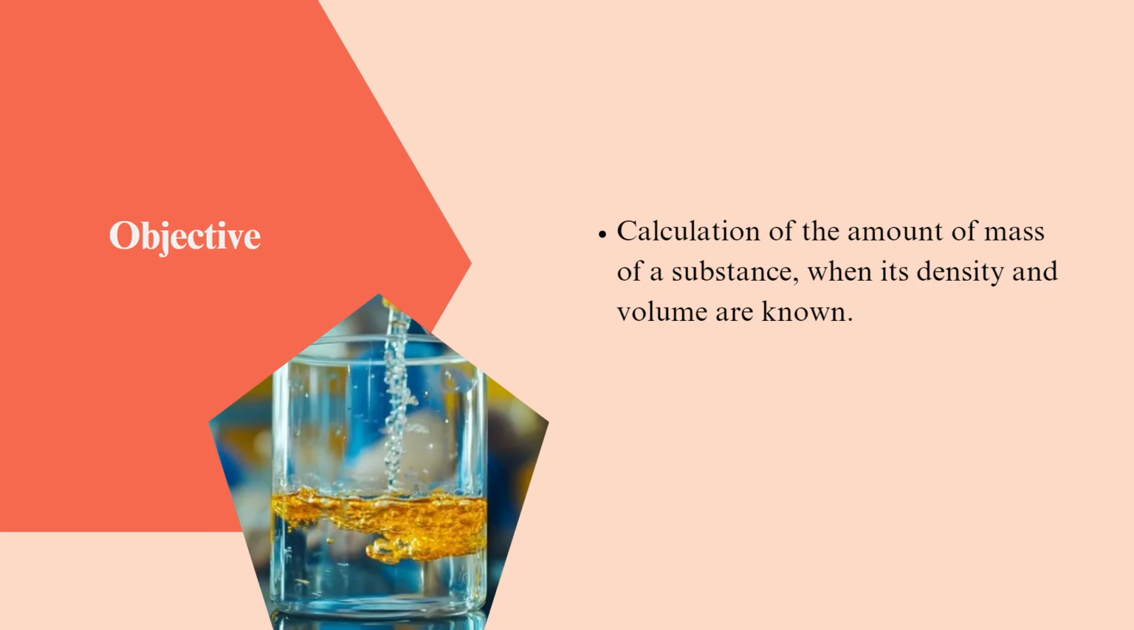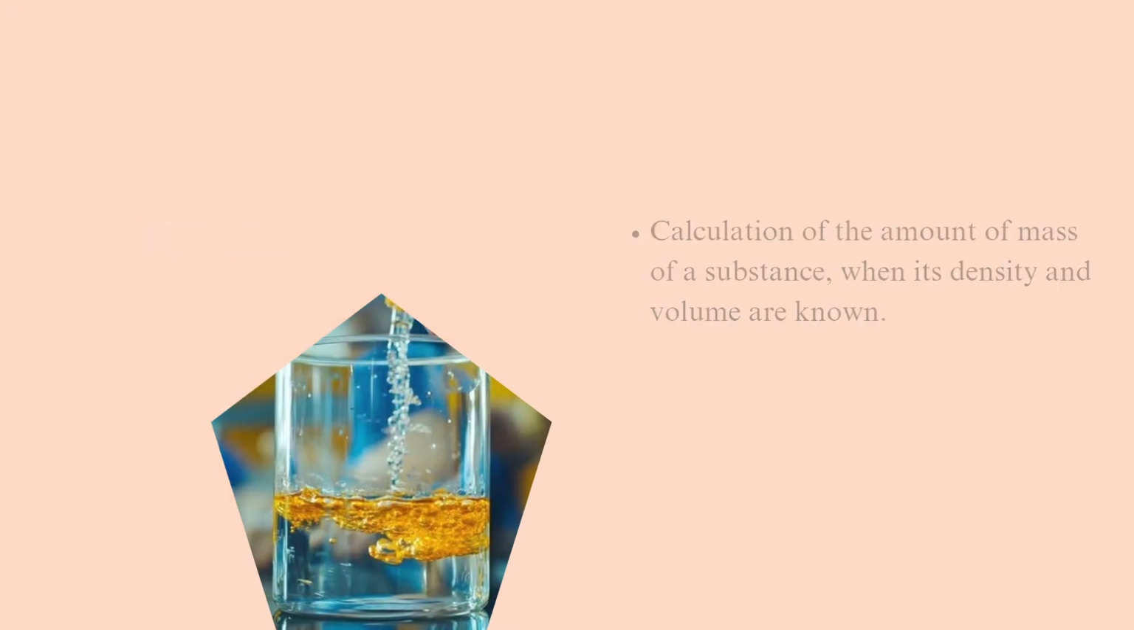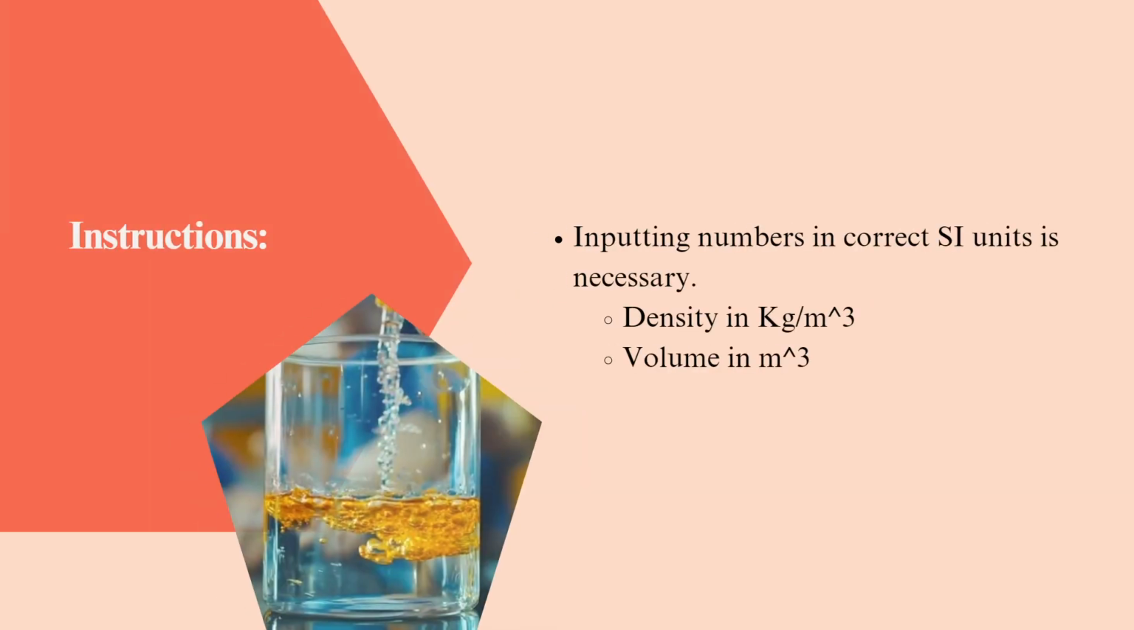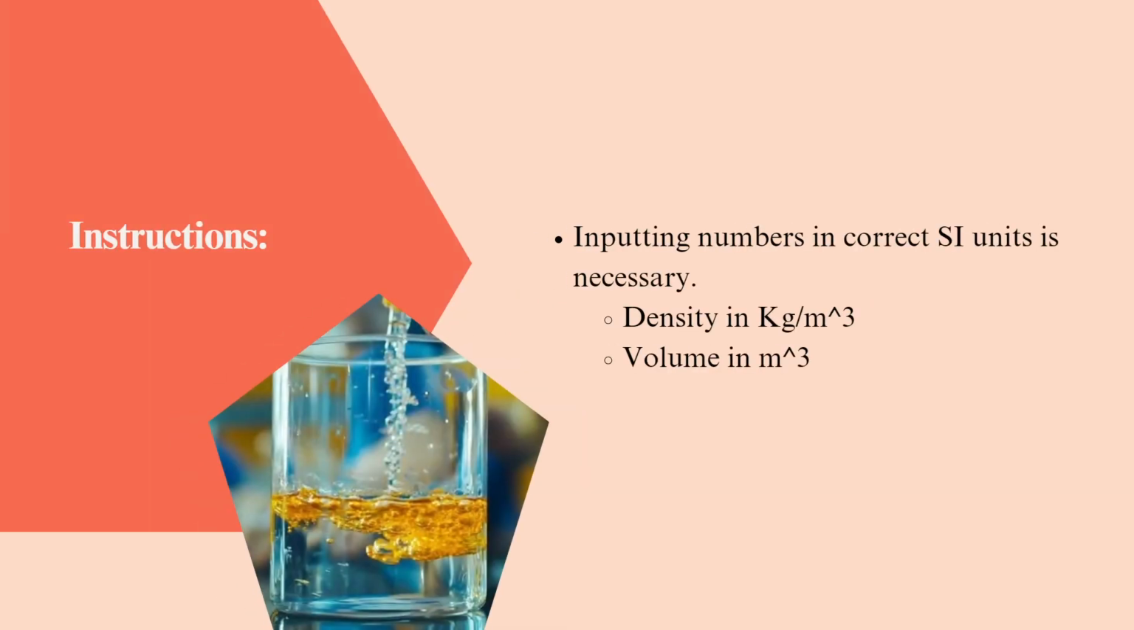This is the objective calculation of the amount of mass of a substance when its density and volume are known. This is my assigned task, and the instructions for this task will be inputting numbers in correct SI units, that is density in kg per meter cube and volume in meter cube.